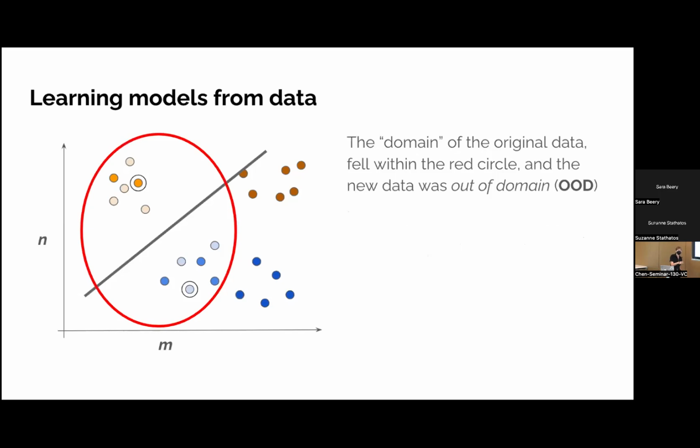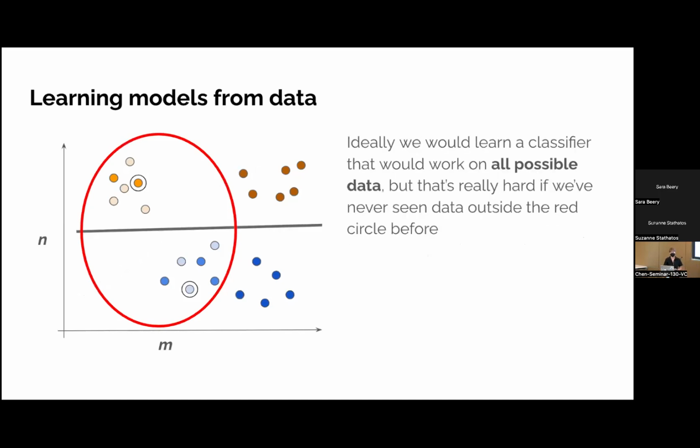So here, the domain of the original data, that's the data that falls within that red circle. And the terminology that's often used is that new data was out of domain. It was basically outside the scope of your benchmark. And so you can't make reasonable claims necessarily about data that's out of domain. Ideally, what you'd want to do is learn a classifier that works on all possible data. You want to basically know that you have something that will always be able to tell you whether a point is going to be orange or blue. But that's really hard if you've never seen data outside the red circle.